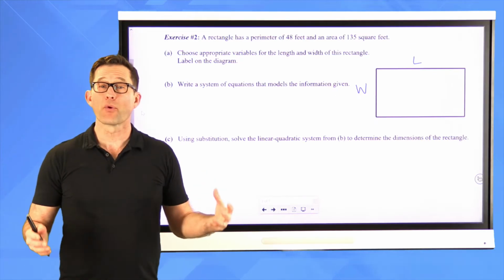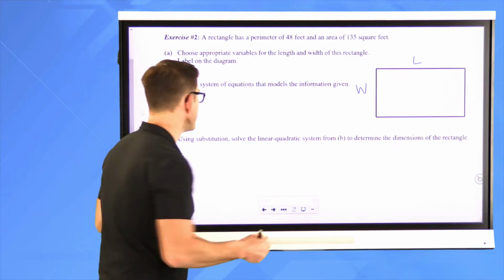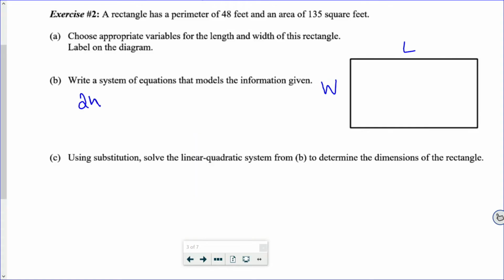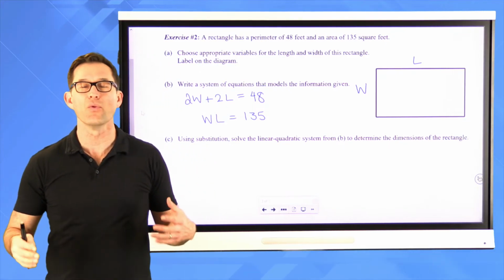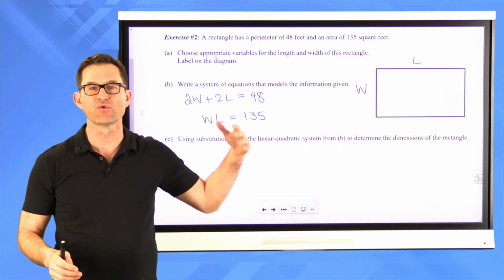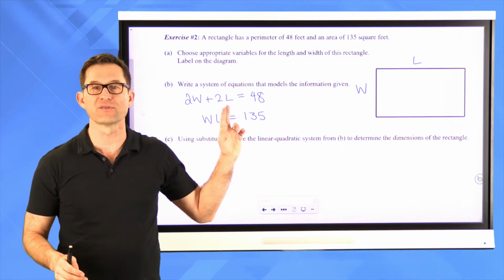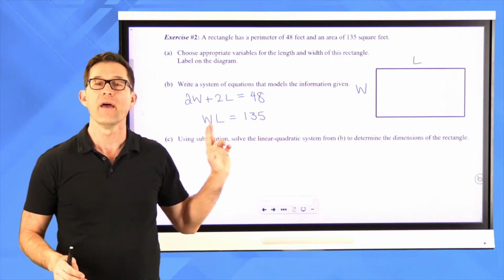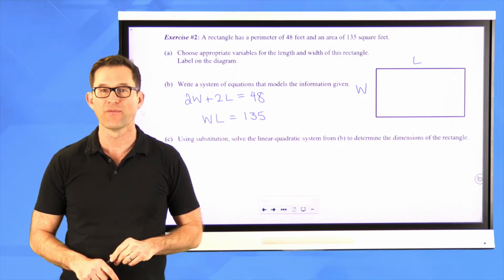All right, well, the perimeter equation is always the same. It is always twice the width plus twice the length is equal to the perimeter. And the area equation is also always the same. The width times the length is equal to 135. Don't worry about putting the units right now. There's no real need to do that, okay? We just need those raw numbers. 2 times W plus 2 times L equals 48, and W times L equals 135.